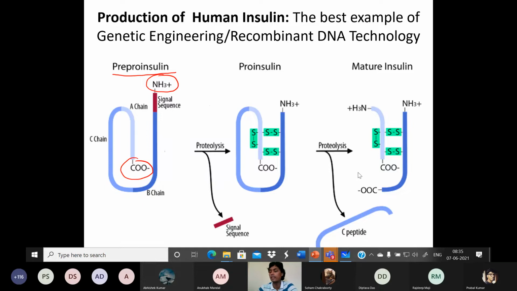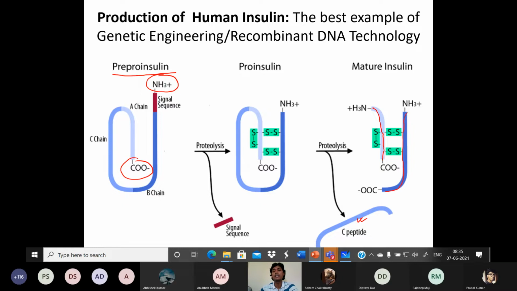Here, if you see properly, you will find that now you have two polypeptide chains. One polypeptide chain here and another polypeptide chain, and they are attached through disulfide linkage, and they have some kind of three-dimensional configuration also. We are not showing it here, but you can see this C peptide that gets released, but this is your mature insulin. This is how insulin is produced inside our body, inside our cell.